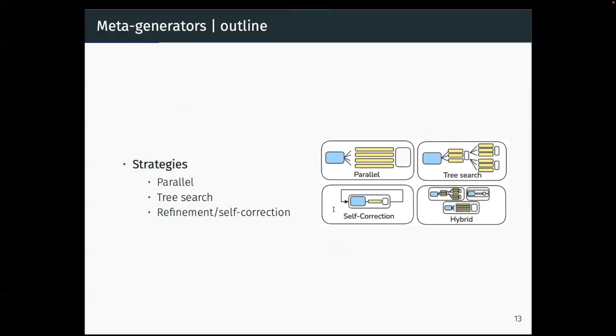So there are a few different patterns or strategies for doing this. One of them is the chaining method that we saw in lecture 8, so I won't go over that one again. But three that we'll go over today are parallel generation, tree search, and then refinement, also called self-correction.